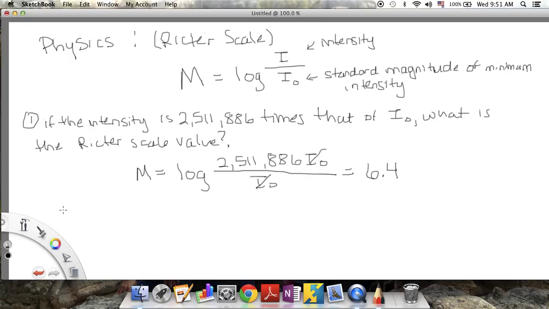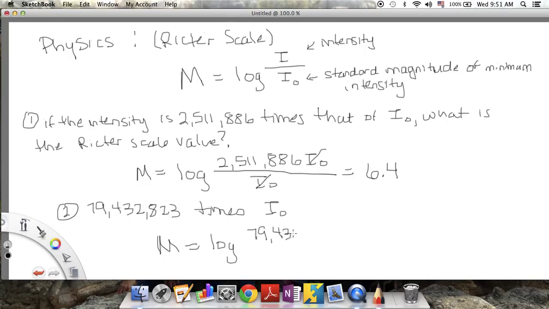So what if we say, instead of this, it's 79,432,823 times I naught. Same thing, plug it in. M is the log of this huge number times I naught over I naught, so those cancel. We take our log of this big number and we get 7.9.